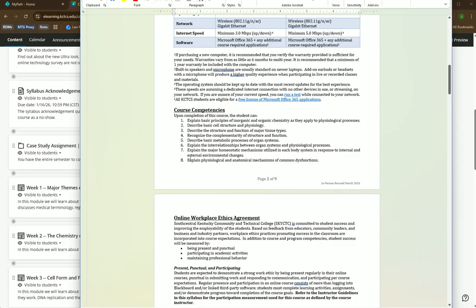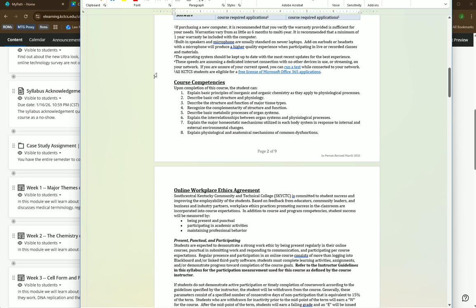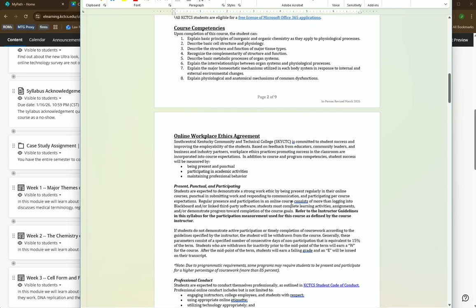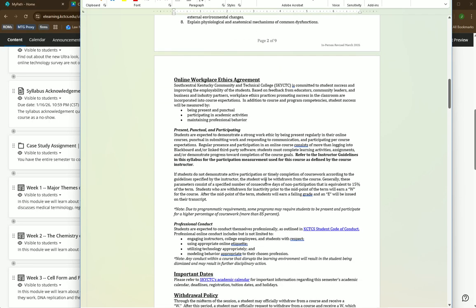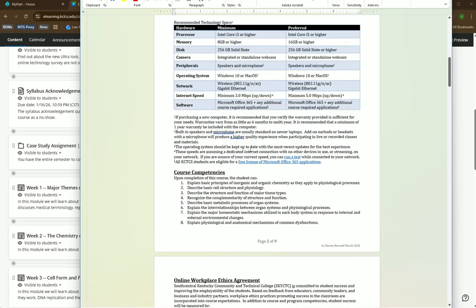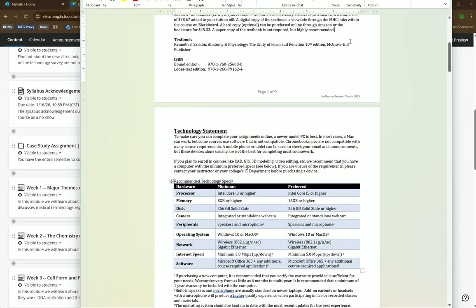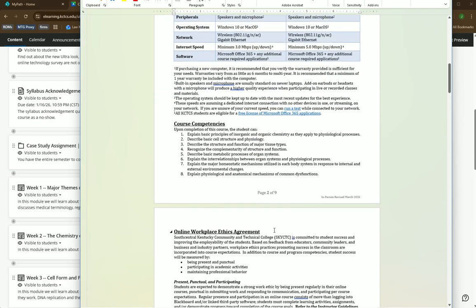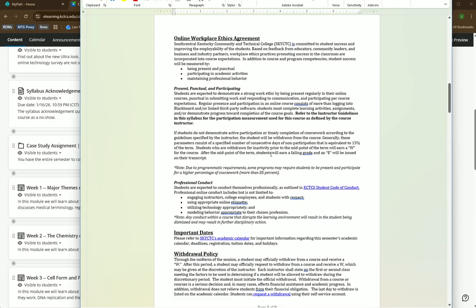Okay, course competencies, you can read through these. These are all of the competencies that we're going to hit throughout the semester, learning about all of the concepts related to Bio 137, which is Anatomy 1, which is essentially the first half of that textbook. Anatomy 2 goes over the second half, but this is Anatomy 1. All right, online workplace ethics agreement. You can read through this, finish your lecture material or your weekly modules, which have both your lecture and lab material, in a timely manner, and you should do fine in this course.